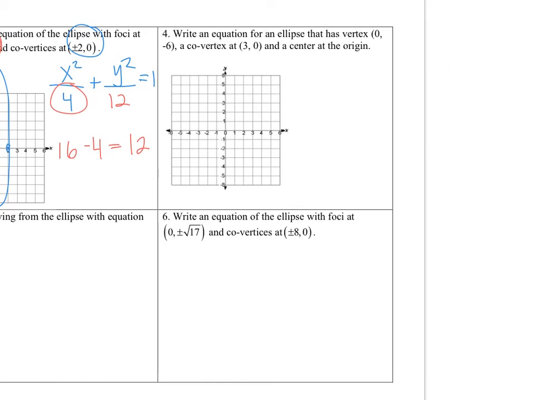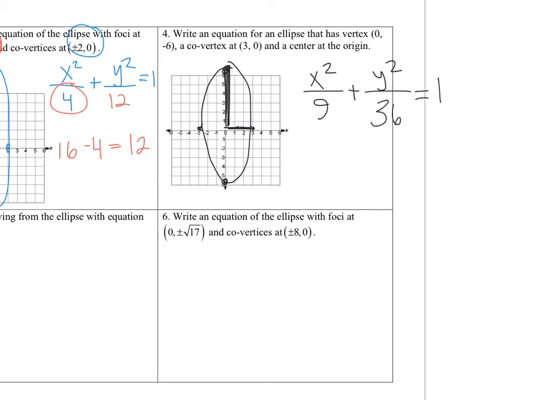Second, number 4, write an equation for an ellipse that has a vertex of (0, -6), so right here, and a co-vertex of 3. So underneath the x, the value is 3, so that's going to be 9, plus the denominator of y is going to be 6 squared, which is 36. I'm not so hung up on the a's and the b's. I just look at what's underneath the x is going side to side, what's underneath the y is going up and down.